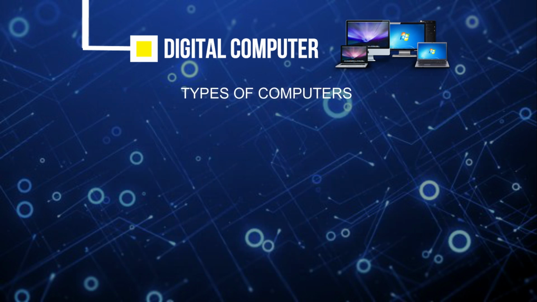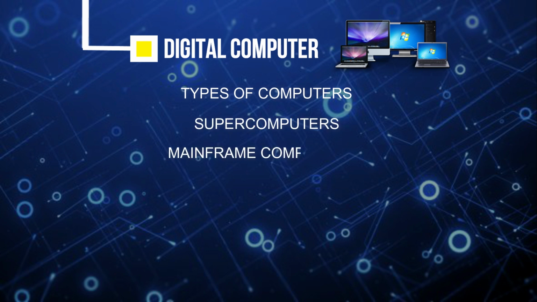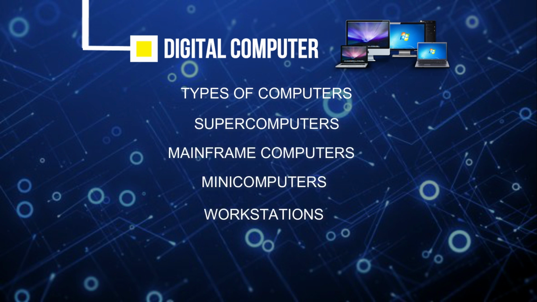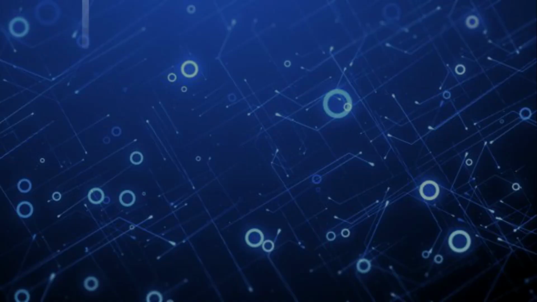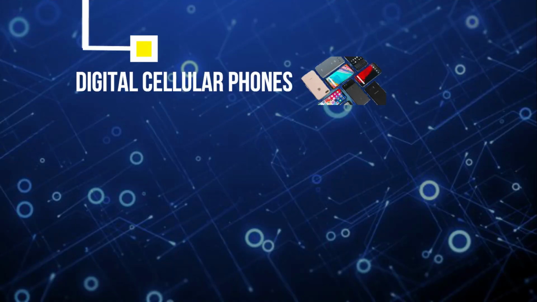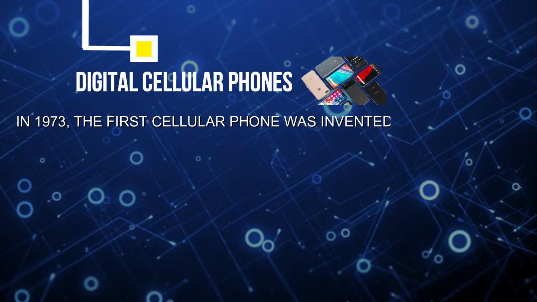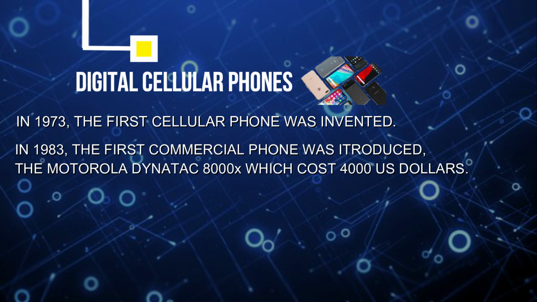Different kinds of computers with different purposes were also invented, and those are the supercomputers, mainframe computers, mini-computers, workstations, and personal computers. Moving to the invention that everyone uses every day is the digital cellular phones, also known as the smartphones or mobile phones. Digital cellular phones were first created in 1973, which weighed 2 kilograms and took 10 hours to charge. And in 1983, the first commercial mobile phone, a Motorola Dynatac 8000, was made public, costing $4,000.